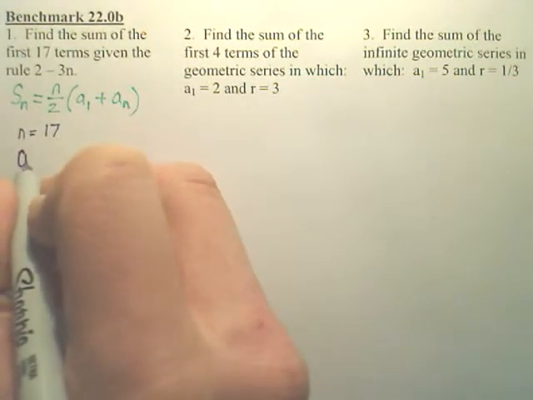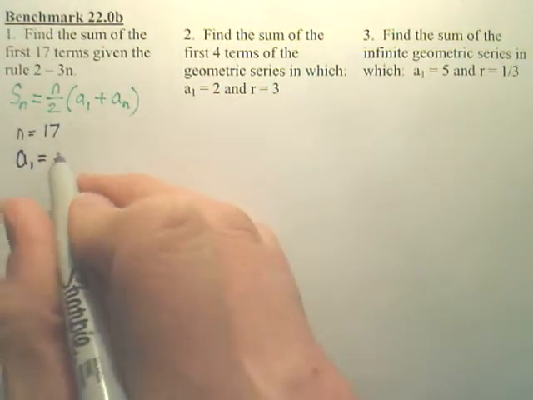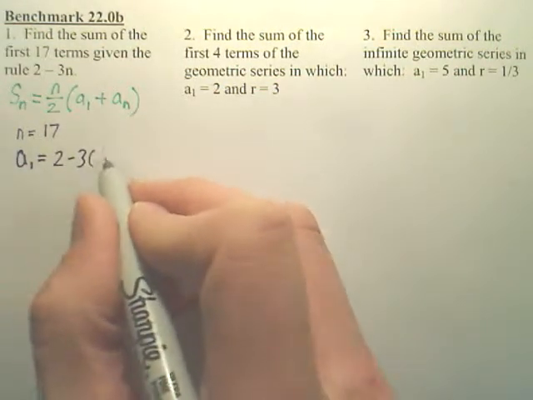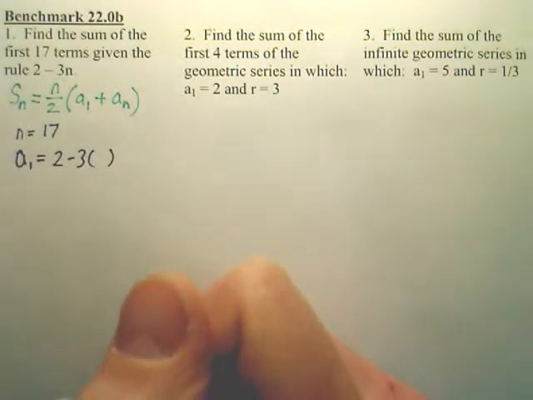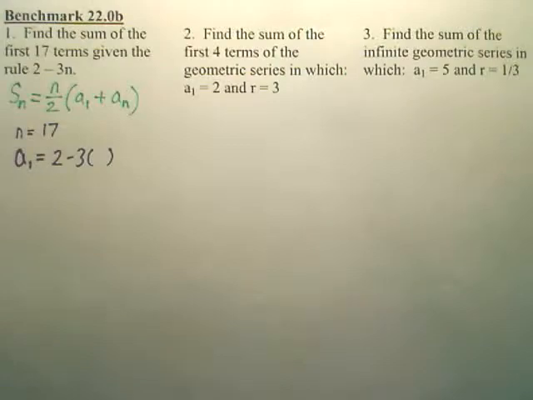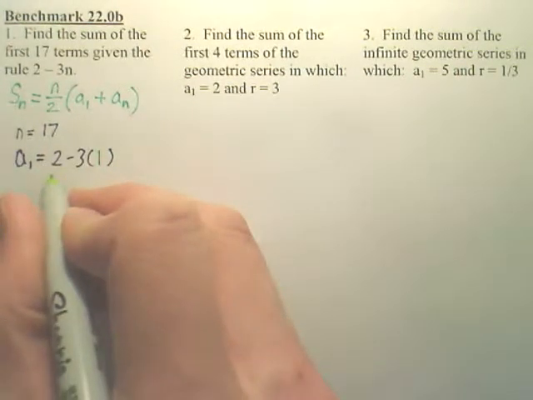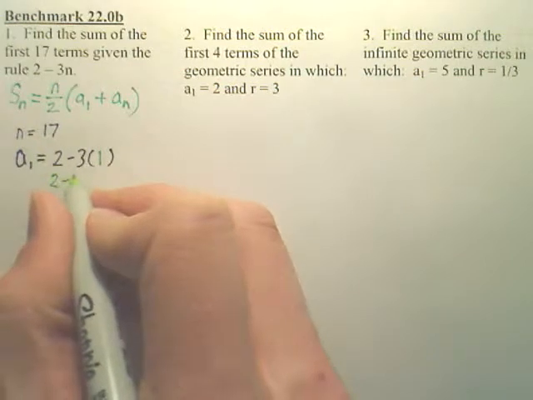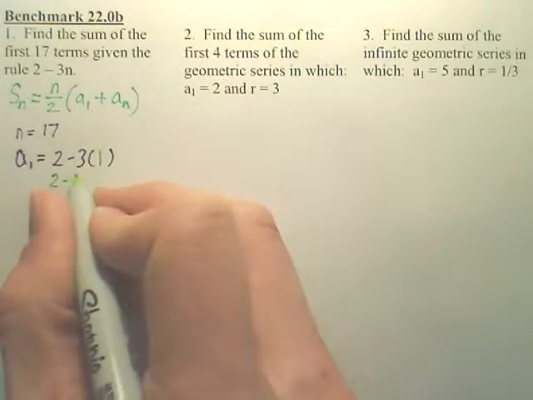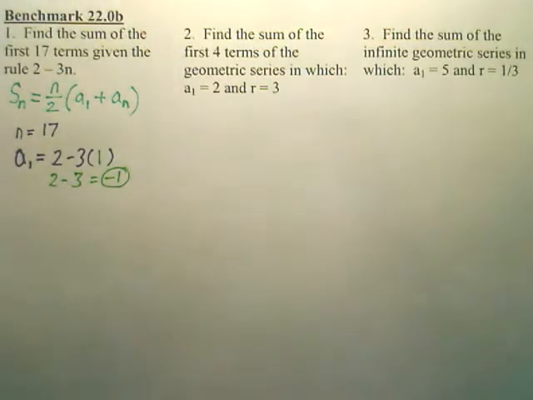If I want to find a1, or the first term, you take the rule and plug in what? 1. If I want the first term, I plug in 1, and when you get that, you get 3 times 1 is 3, so that becomes negative 1. So the first term is negative 1.